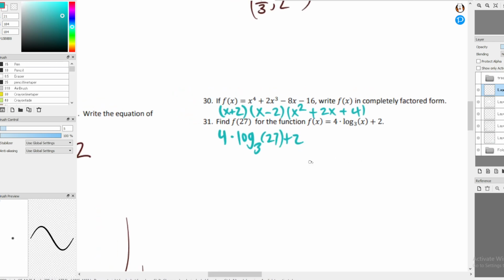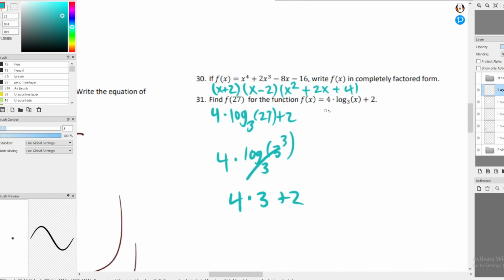The way that I went about this is I did 4 times log base 3 of 27, and I know 27 is 3 cubed. And I know that because we have a 3 and a 3, these will cross out, leaving us with a 4 times 3, and then plus 2, which will give us 14.